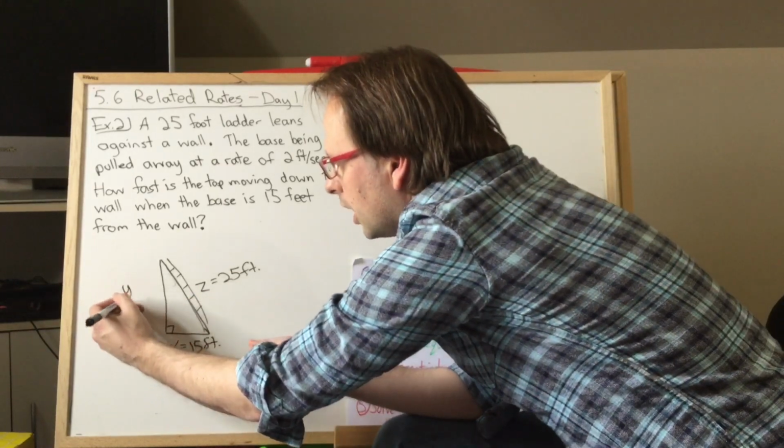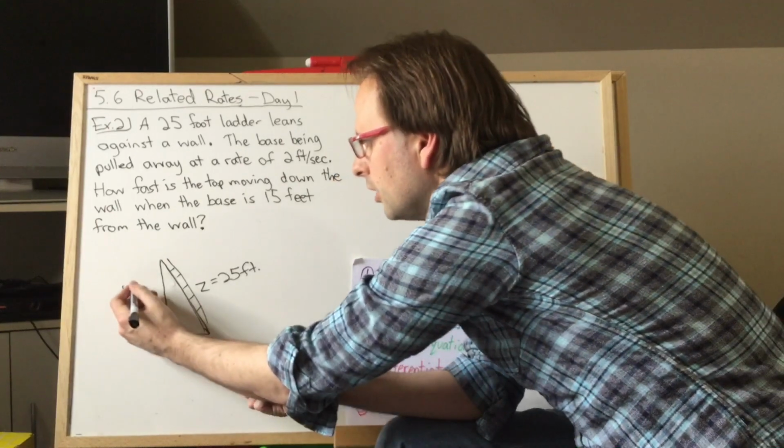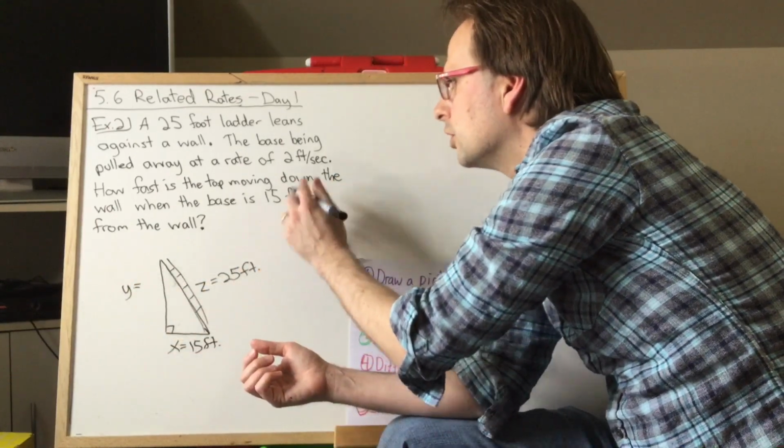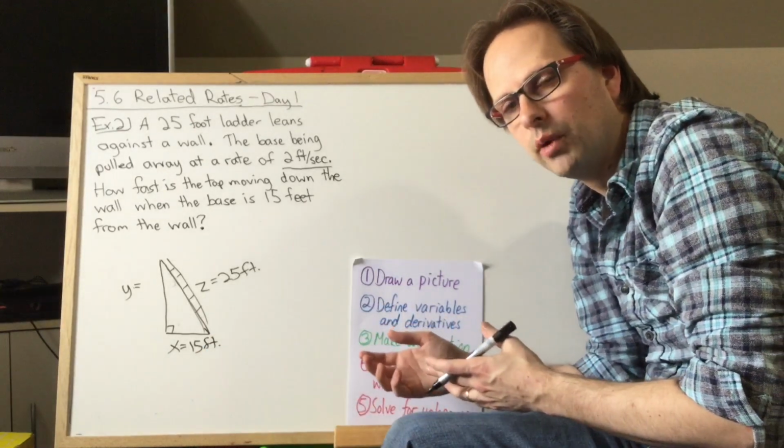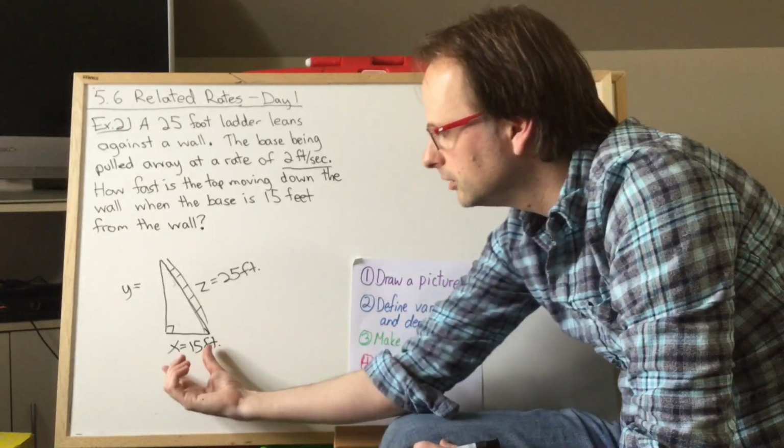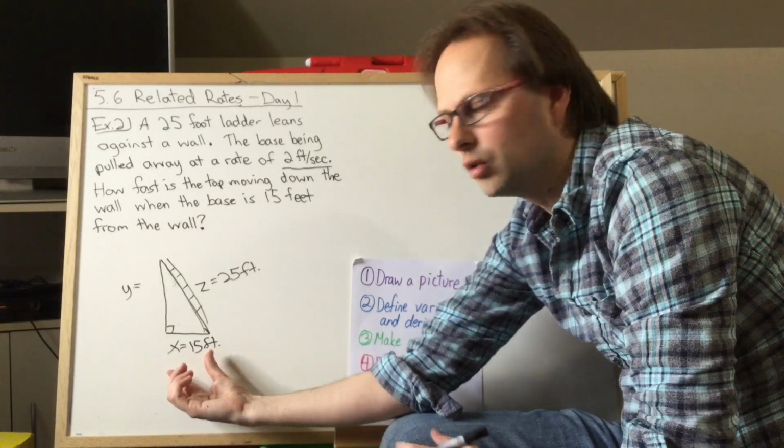And there are some other things I could figure out. I could figure out how high it is up the wall. The other piece of information that's given to us, though, is this rate of change. It's being pulled away from the wall at a rate of 2 feet per second. That is a rate of change in the horizontal, or an x.